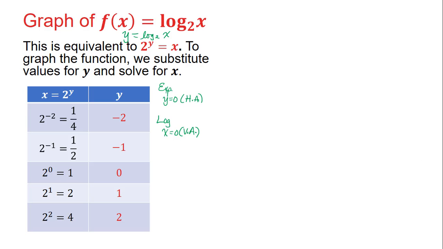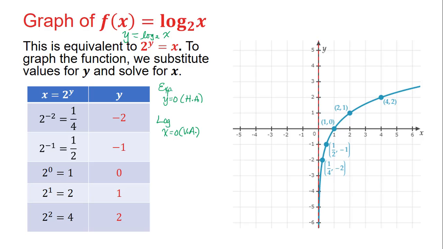So we can graph these by hand, and on the coordinate system we're going to plot, be really careful here, I have to plot (1/4, -2), right? (1/4, -2), (1/2, -1), (1, 0), (2, 1), and (4, 2). So we have this vertical asymptote at x equals 0. We have this key x-intercept point of (1, 0). Remember, on the basic exponential, that key point was (0, 1).